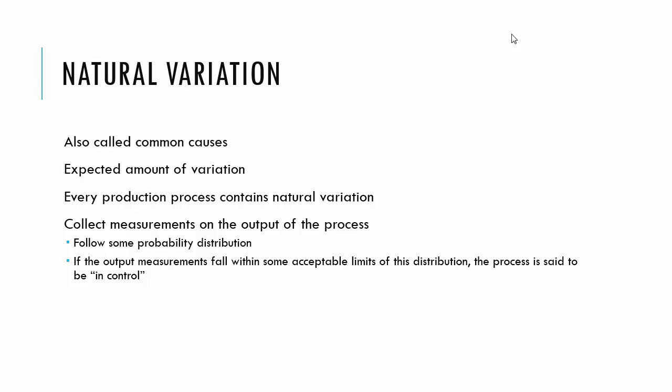The common causes of variation may be attributable to things such as how the uncut piece of lumber was loaded into the machine, the sharpness, or really the dullness, of the blade doing the cutting, or even the amount of time the machine has been running. We could measure each of the cut pieces of lumber. These measurements would follow some probability distribution, and if the output measurements fall within some acceptable limits, then we would consider the process, quote, in control, or running properly. For our wood cutting example, maybe the range is plus or minus 1/8 of an inch.